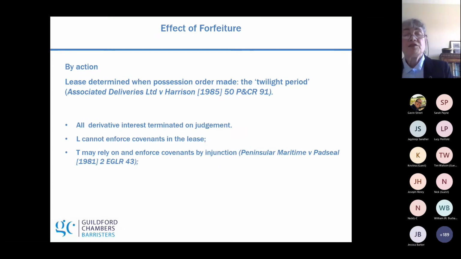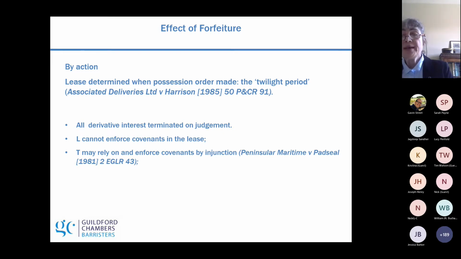The effect of forfeiture by action is not so straightforward. Woodfall describes it as obscure. This is because although the service of the proceedings is a notional re-entry, the lease is not terminated and the tenant's covenants extinguished until judgment for possession is given. When the order for possession is eventually made, it will relate back to the date of service of the claim form, and all derivative interests will terminate with the lease on the judgment for possession.